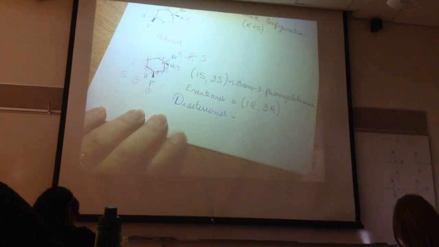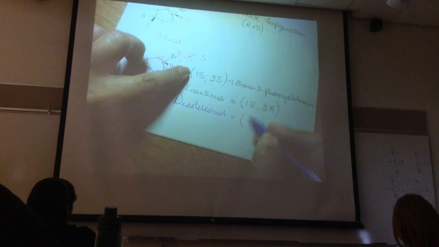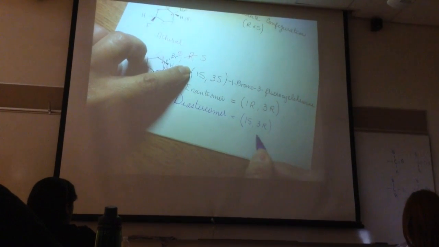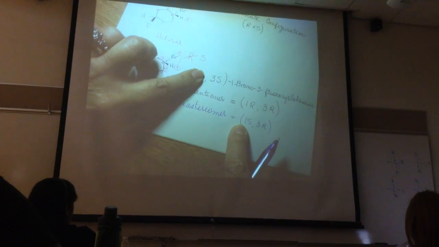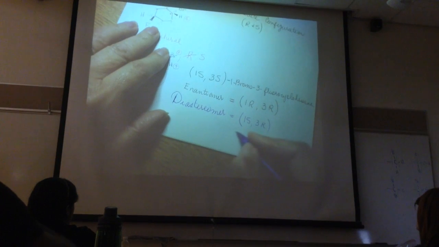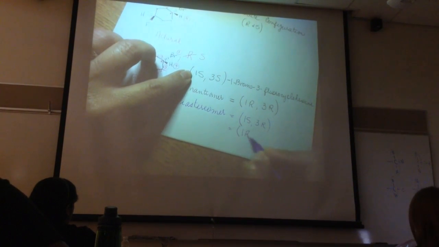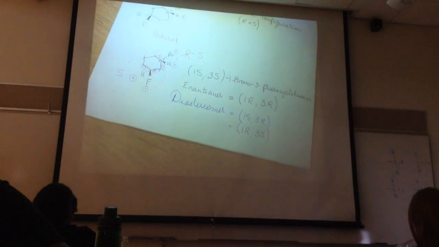what can somebody say? You can say 1S, 3R. Can everybody see? You keep one the same, you switch the other. Or somebody said, well, I didn't want to do that. I switched the first and did the other. Right? I switched the first and did the other.